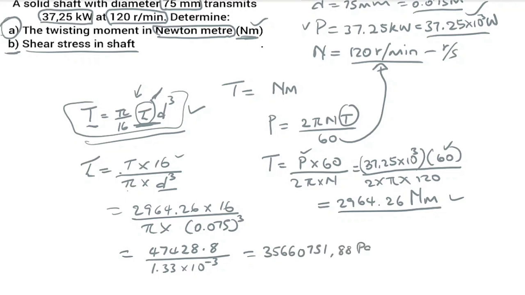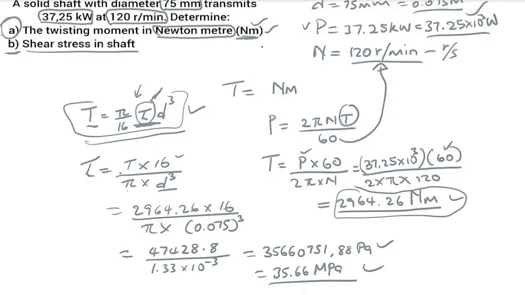35,660,751.88 Pascal. Then this is going to give you 35.66 megapascal. That's the final answer that we are required to find from this problem statement. On question number 1, we're required to find the torque. We found it; here it is. On question number 2, we're required to find the stress. Here the stress it is.